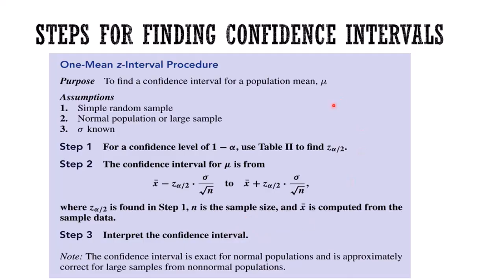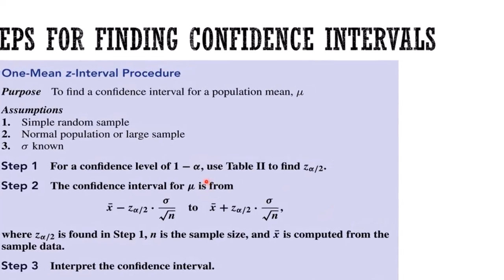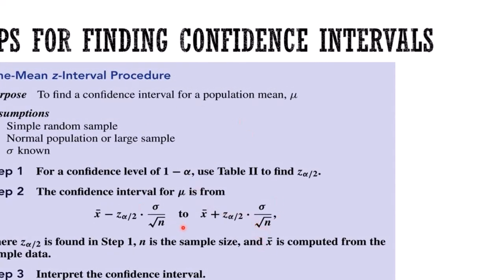And then finally, step 3, we will interpret the confidence interval and relate it to the problem that we are studying. Now, what I'm going to do is I'll just draw a standard normal curve and explain the steps one more time using the curve.